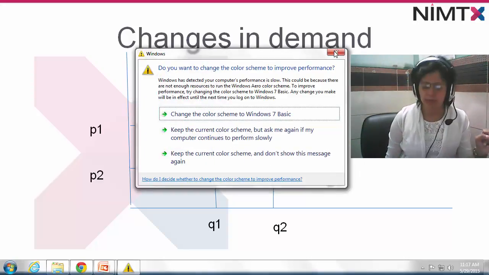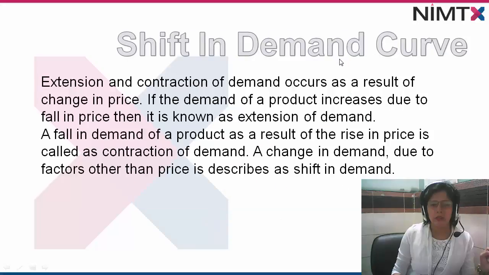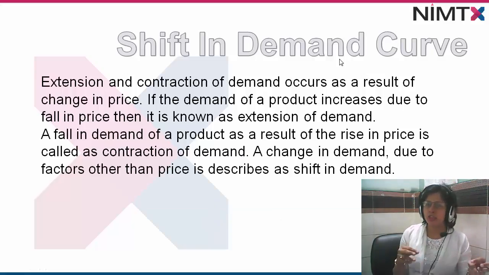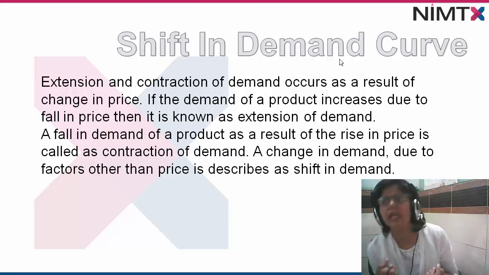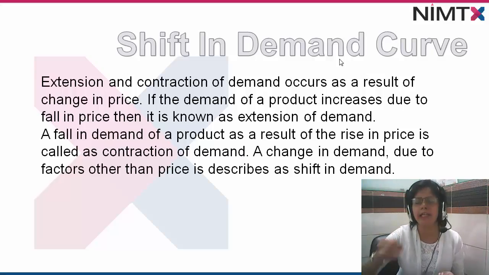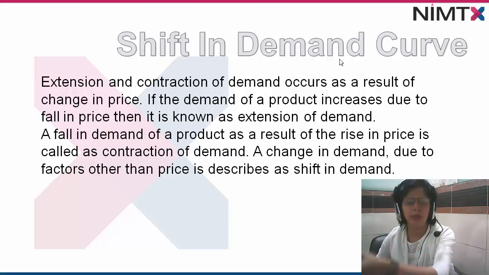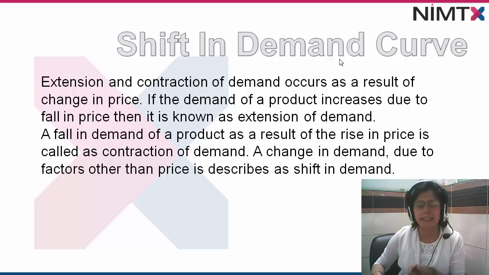The next one is shift in demand curve. Extension and contraction of the demand curve occur as a result of a change in price. How can you say that? See, when will our demand increase? You know that when the price of a product goes down, our demand will increase. People will go to the market and purchase their requirement. That is called extension in demand.